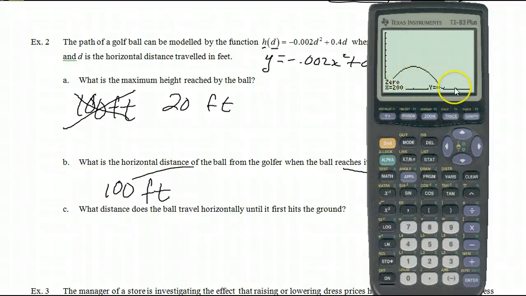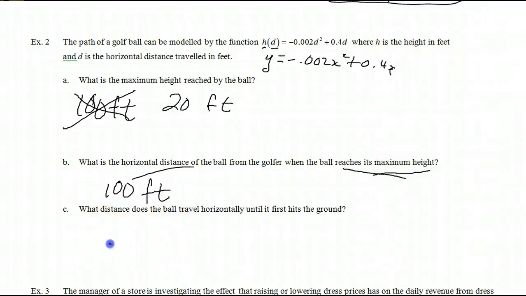Okay, so we did this using the graphing calculator, but we could equally have done it using symmetry. If it reached a maximum at 100 feet, then it would have to travel back down and hit at 200 feet. So 200 feet.